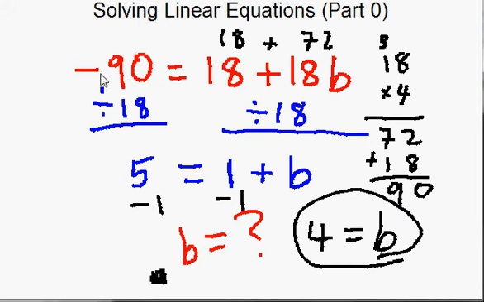Whoopsies. It was supposed to be negative 90. So I made a mistake. When I divided by 18, I forgot to carry the negative sign over. My mistake. I'm glad I checked that. This was supposed to be a negative 5, because a negative divided by positive is a negative. So then when I subtract 1, I get 6 as the answer.